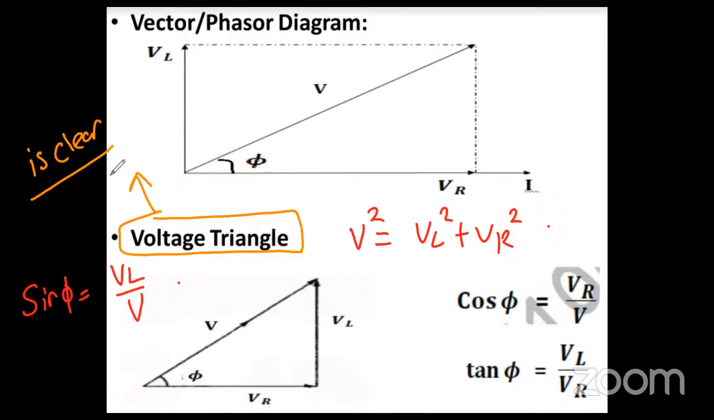Okay. So in the chat box you can write the voltage triangle is clear. कुछ भी doubt है तो पूछो. And then we'll see the remaining two triangles, that is the impedance and the power. Power तो हमने देखा ही है, कुछ प्रॉब्लम नहीं.